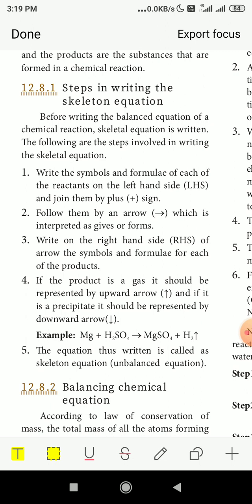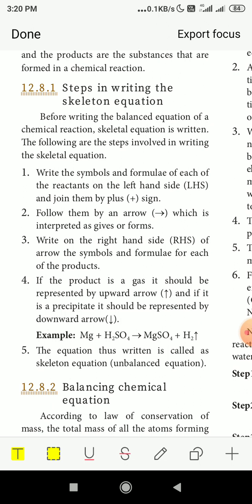Then, on the right hand side of the arrow mark, write the symbols and formulae for each of the products. After the reactants, the products will be written on the right hand side. If the product is a gas, it should be represented by an upward arrow, and if it is a precipitate, it should be represented by a downward arrow. The upward arrow means gaseous form, and the downward arrow means precipitate form.